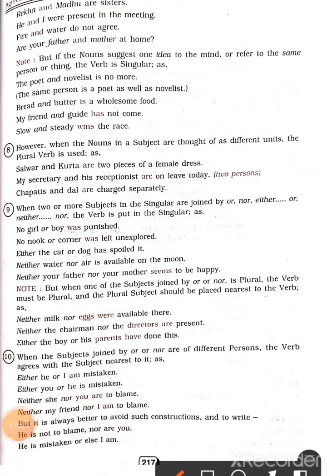See in your book on the same page, page number 207, it's written that if the idea or the noun suggests only one idea or one person or same thing, then the verb will be singular. Okay. Example, the poet and the novelist is no more. Who is no more? The poet who is also the novelist. So I am referring to the same person who is a poet as well as a novelist. So the poet and the novelist is no more. So that is why a singular verb will follow.